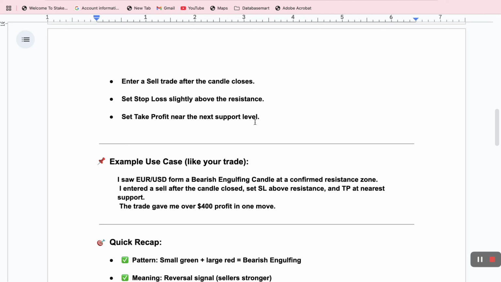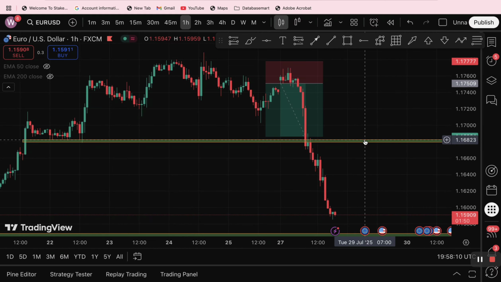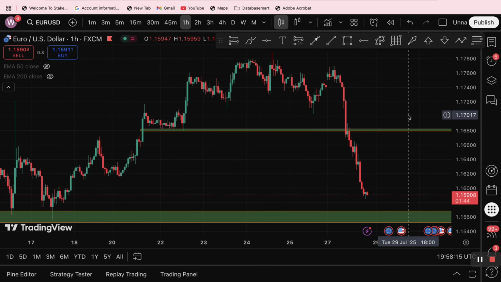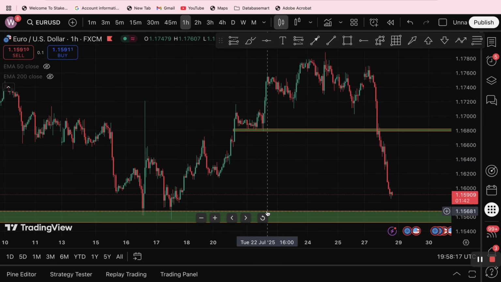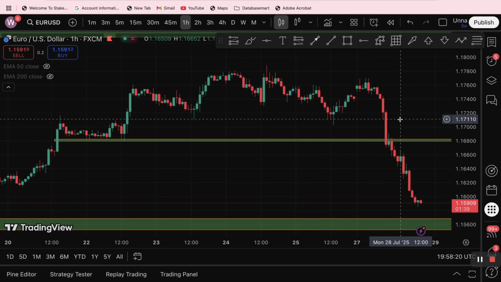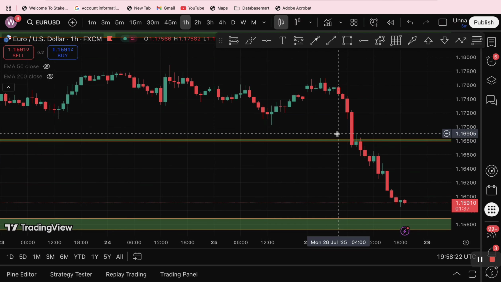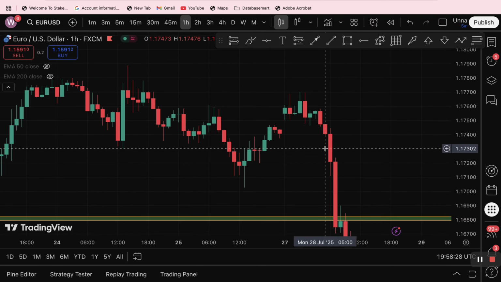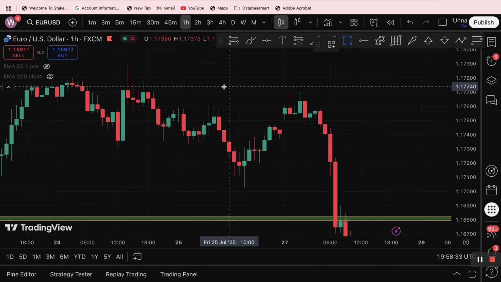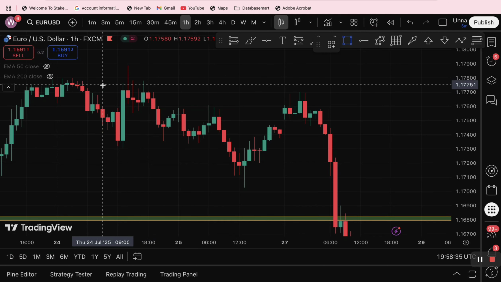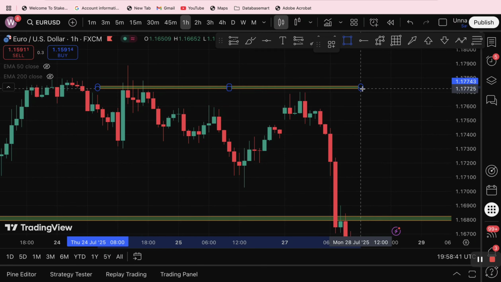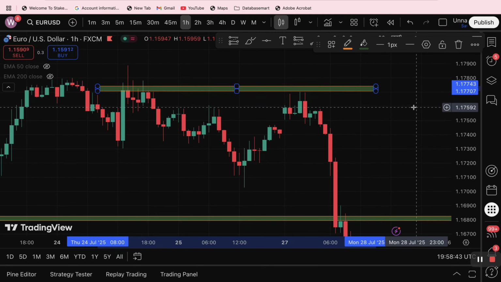So how can you spot it? Let me show you on my live chart right now. Let me delete this one so you can see the candle clearly in this tutorial. You can easily see it very clearly. We are seeing that this area is a very strong resistance level. Around this area, it's a very strong resistance level.